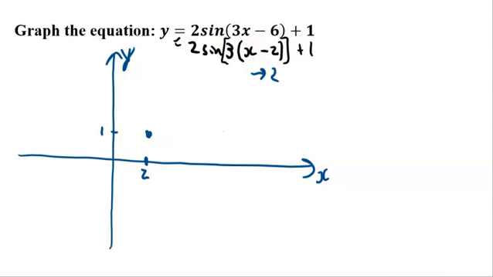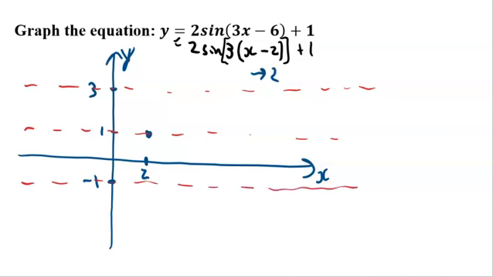And this is the equilibrium line. And the amplitude is 2. So it goes up to 3 and goes down to negative 1. So this is the top, as high as the curve will get, and this is the lowest the curve will get.